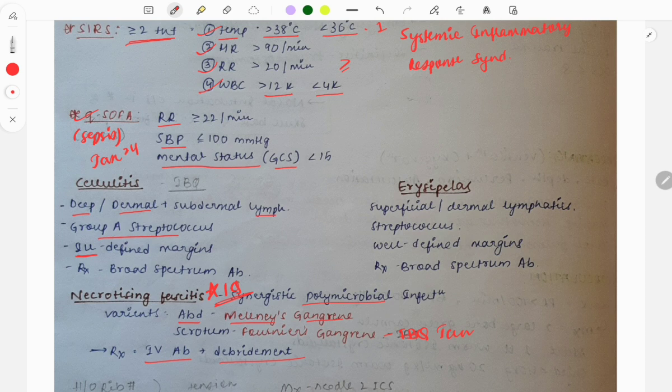But whereas in erysipelas the margins are well defined and we can easily differentiate how much area the infection has spread to. The erysipelas is the infection of the superficial or the dermal lymphatics, and its causative organism is also streptococcus. And treatment of both is also the same, that is broad spectrum antibiotics.